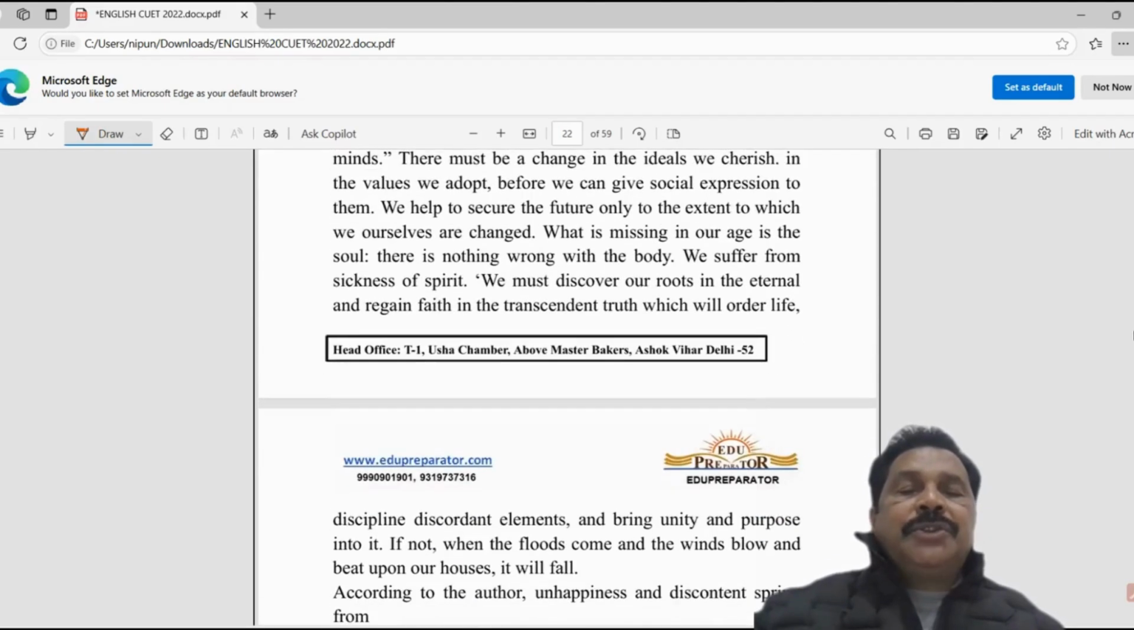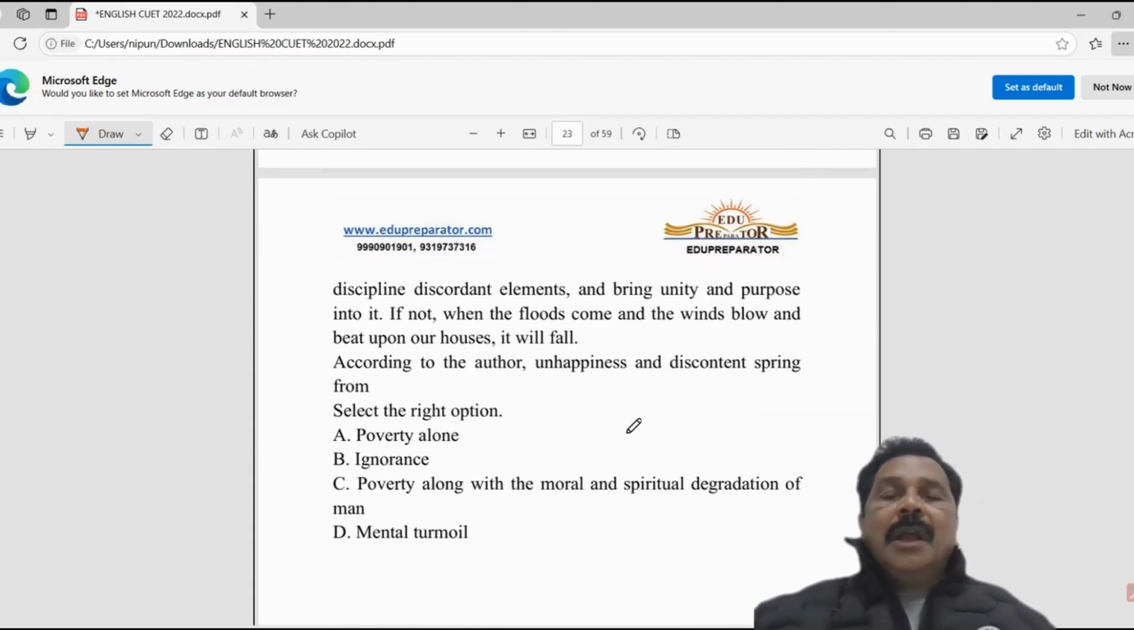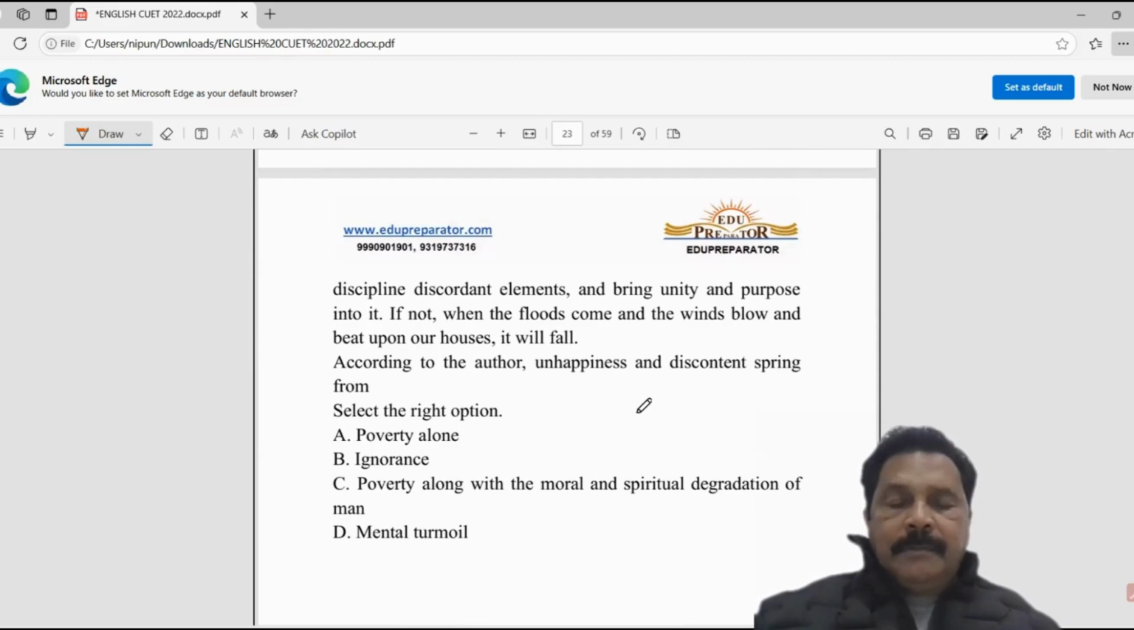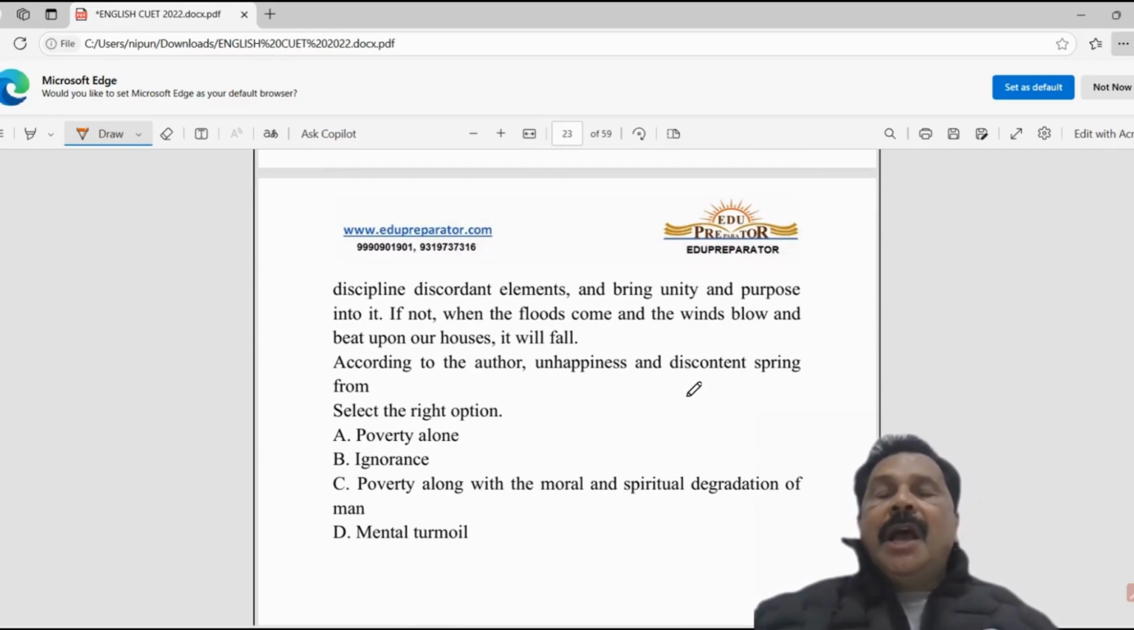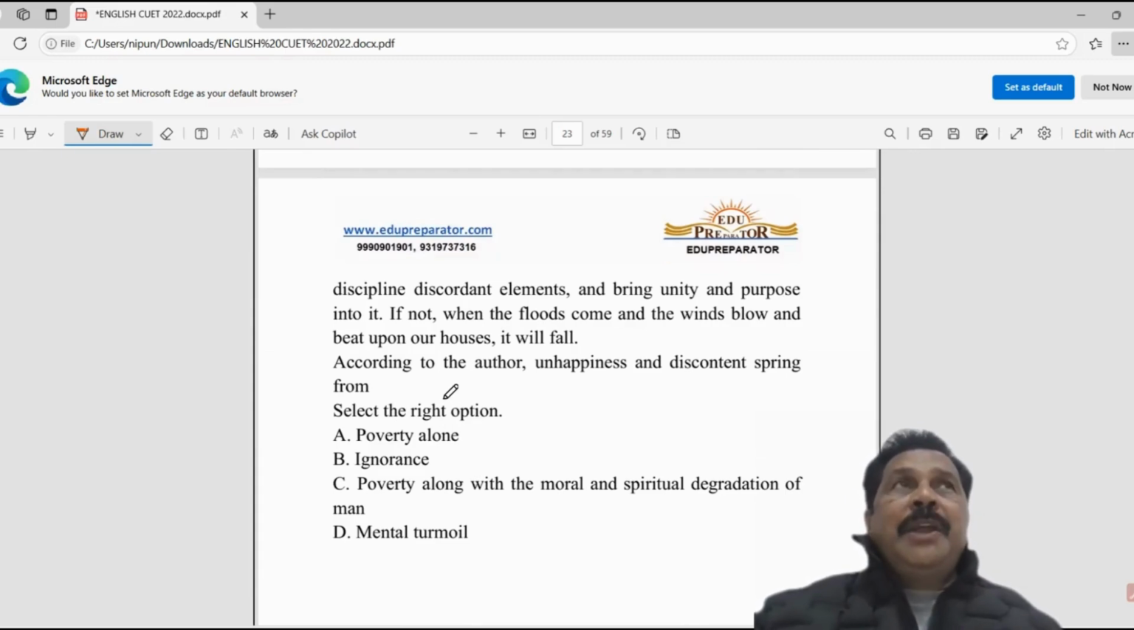Now, question number 16. According to the author, unhappiness and discomfort spring from. The line is there in the first paragraph. That is why every paragraph contains a key sentence or a topic sentence. It is very easy to find out. Number one, poverty alone? No. Ignorance alone? No. Poverty along with the moral and spiritual degradation of man and mental turmoil. The answer is C.